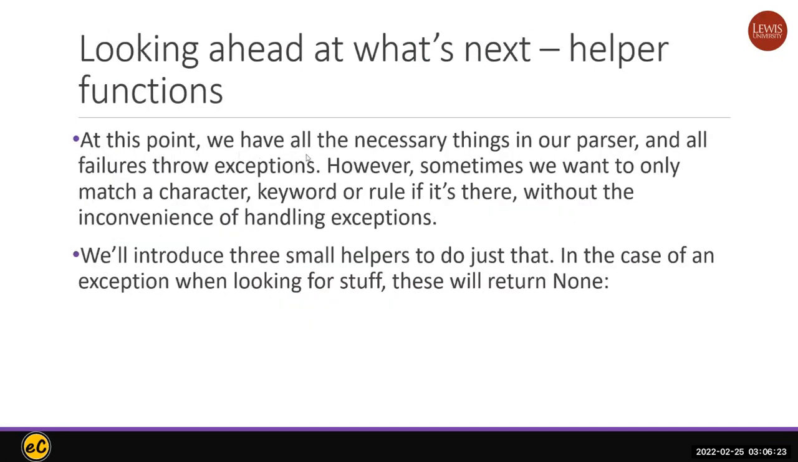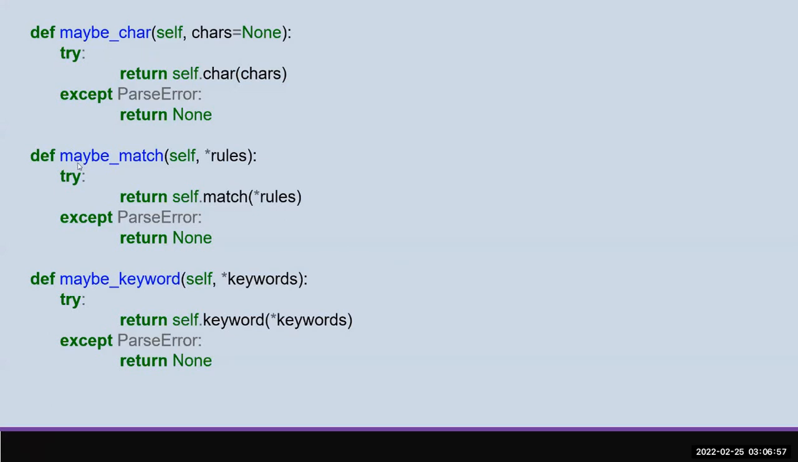At this point, we have all the necessary pieces in our parser, and all of them raise exceptions. However, sometimes we want to only match a character, keyword, or a rule if it's there, without the inconvenience of handling exceptions. We introduce three small helpers to do just that. In case of an exception, we look when looking for a stop. These will return None.